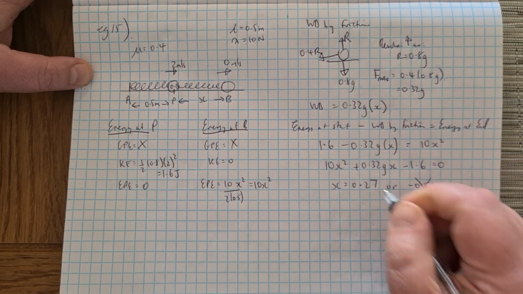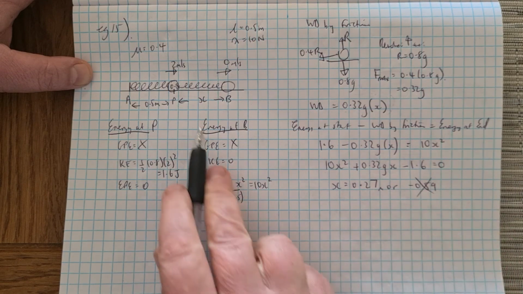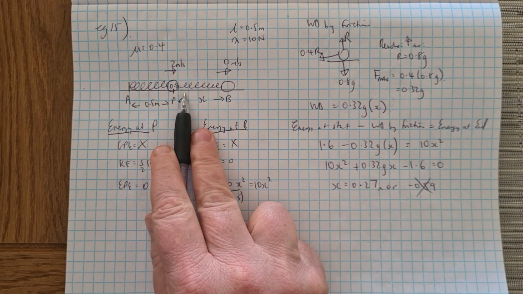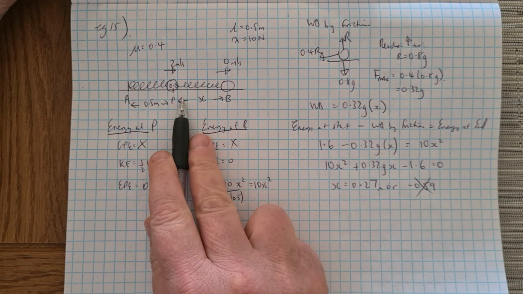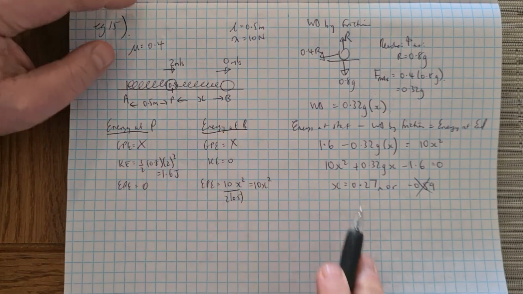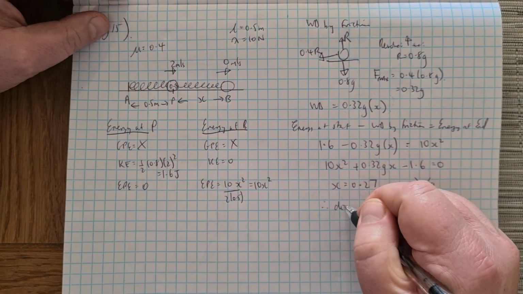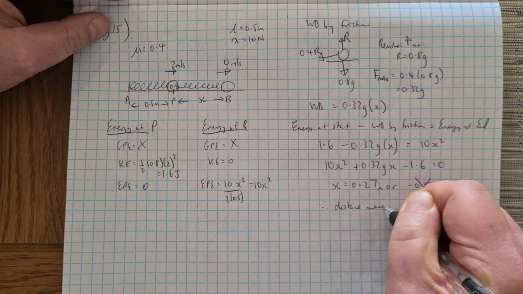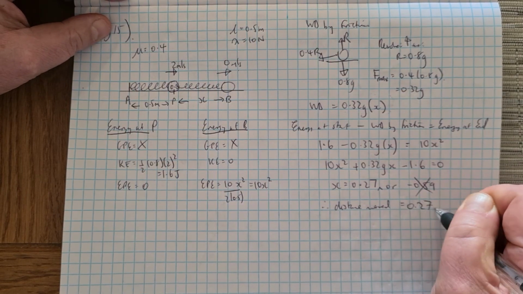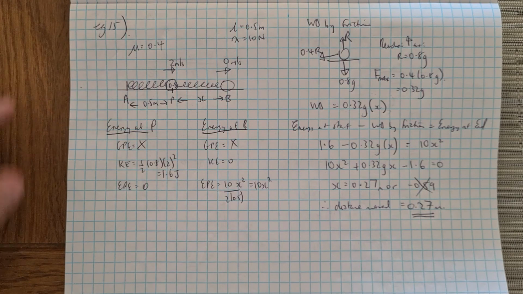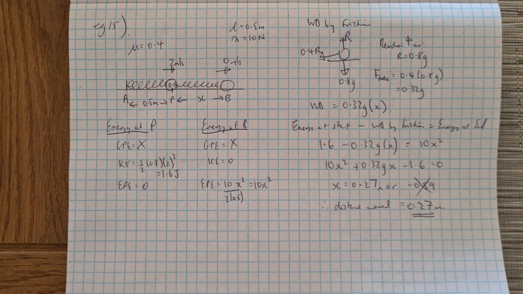Again, we can ignore the negative value. And this time, if I just check the question very quickly, it says the distance moved by P, which is just the extension. So therefore the distance moved equals 0.27 meters. And that's all there is to it.